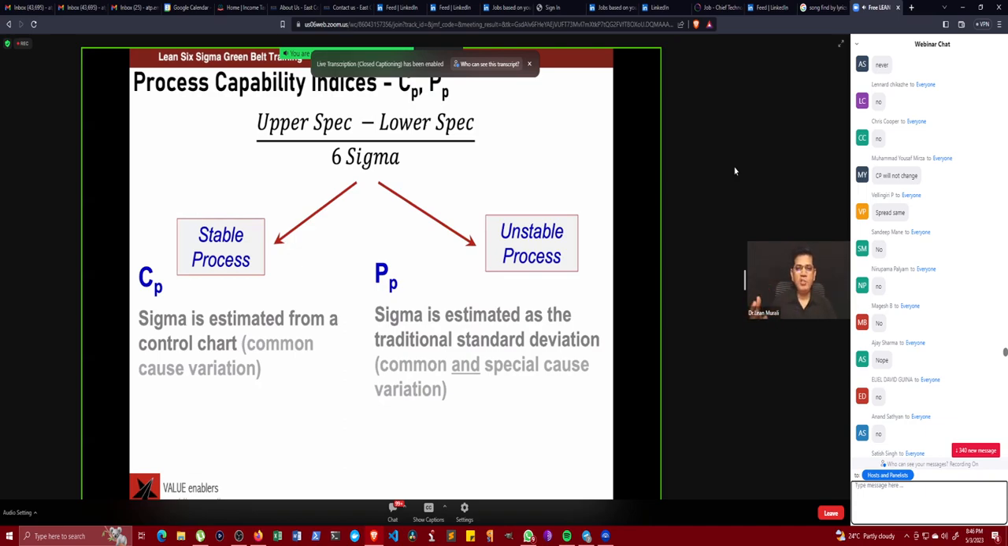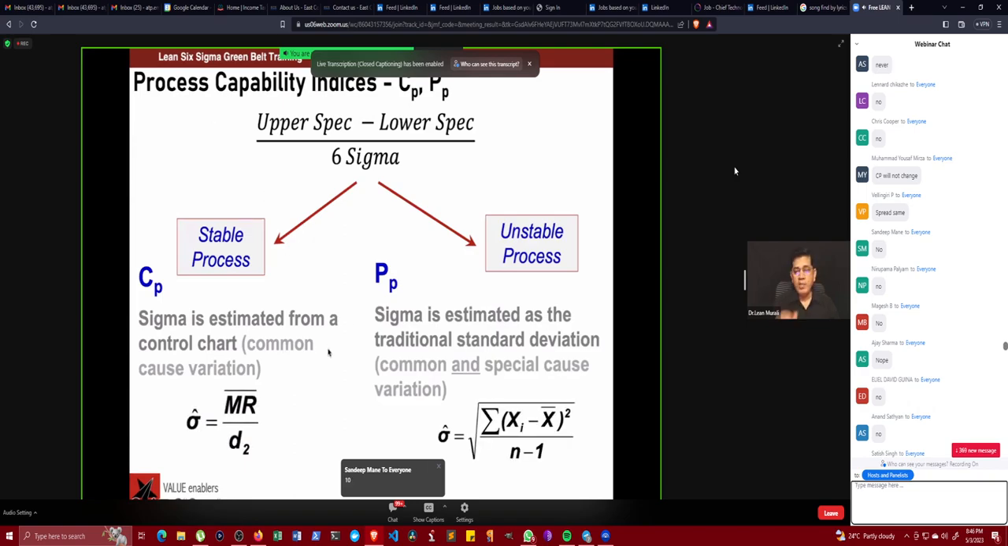If you have understood this concept, on a scale of 1 to 10, please give me a 9 or 10. Then I'll explain to you what is PP and PPK, and what is CP and PP.